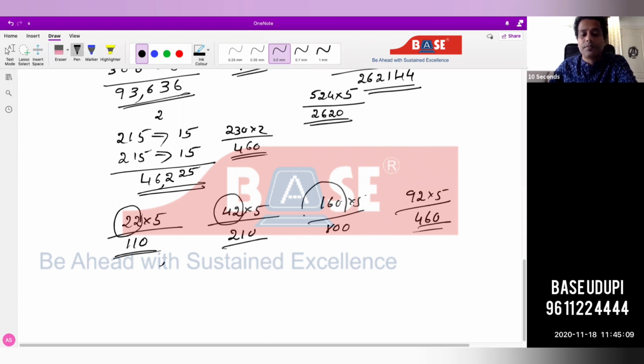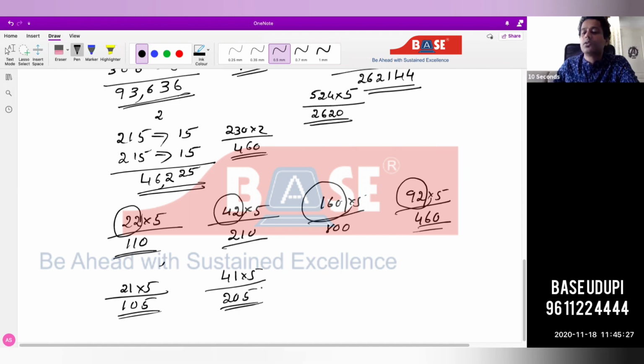These are even numbers, isn't it? What if it is odd numbers? Say 21 into 5. Just find half of 21, that is 10.5. That's it. No need to put 0. 105 is the answer. Say 41 into 5. What is half of 41? 20.5. Don't put 0. 205.